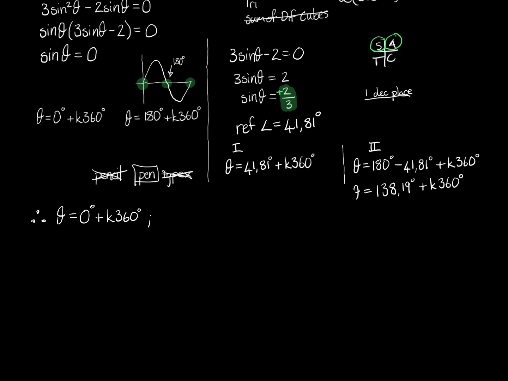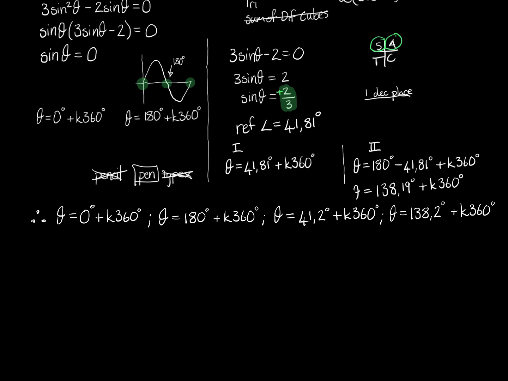Okay, so theta equals 0 plus k times 360. Theta also equals 180 plus k times 360. It also equals, and now we're going to round off, 41,2 degrees plus k times 360. And lastly, it's going to be equal to 138,2 degrees plus k times 360.